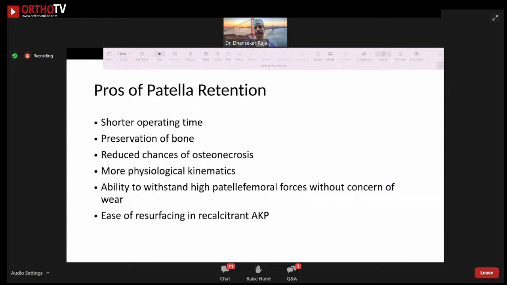The pros for patellar retention: it shortens your operative time. It preserves the host bone so that there is a good lever mechanism. It reduces the chance of osteonecrosis, gives more physiological kinematics, the ability to withstand high patellofemoral forces without concern of wear, and ease of resurfacing in case of recurrent anterior knee pain. If the patient subsequently develops anterior knee pain, you can always go back and resurface. So these are the advantages of patellar retention.